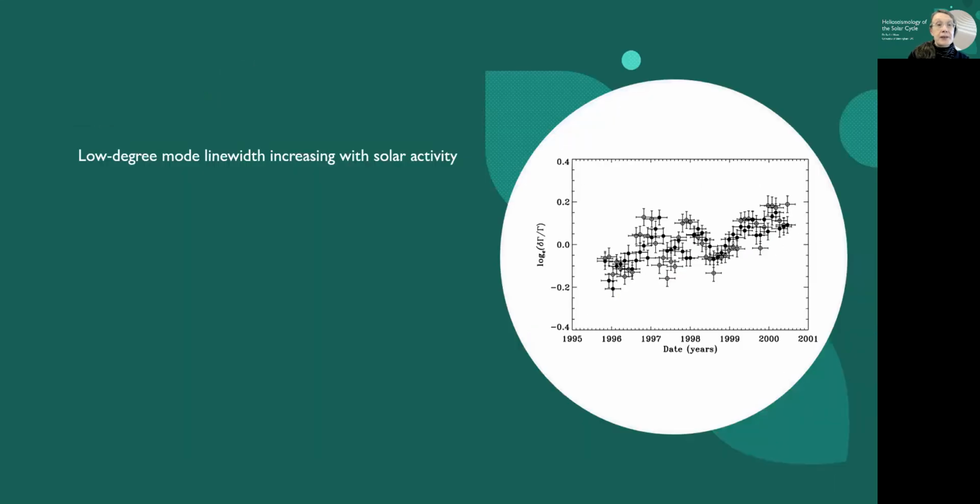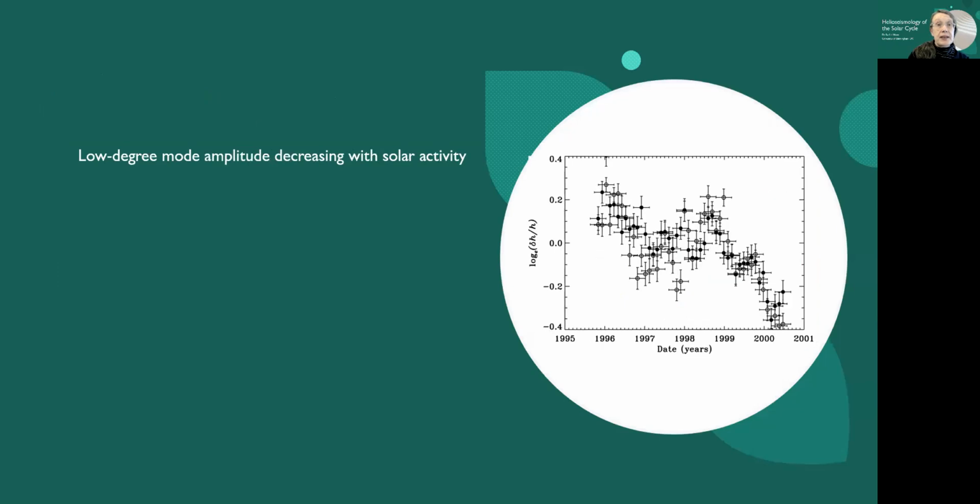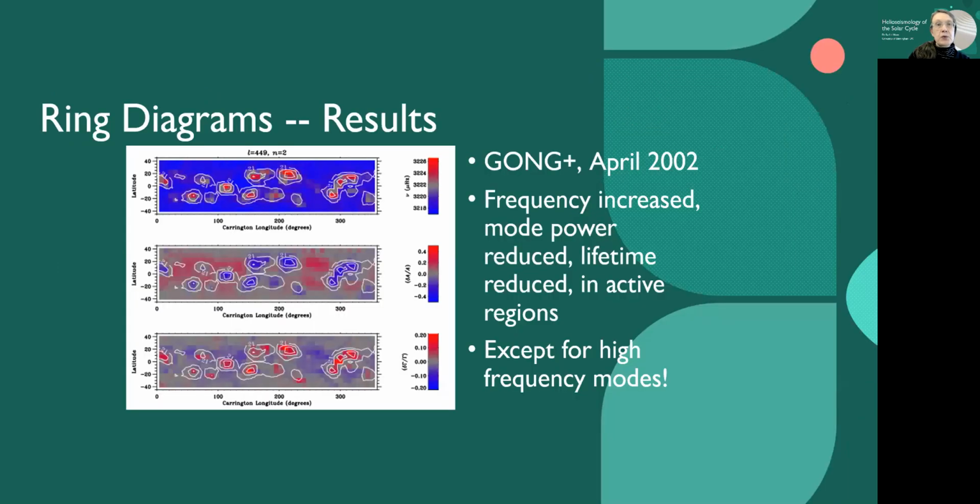The line width of the modes and their amplitude are also affected, with the amplitude going down and the line width going up, which means that the lifetime is shorter with more activity. And this also holds true for local modes, as for global modes.